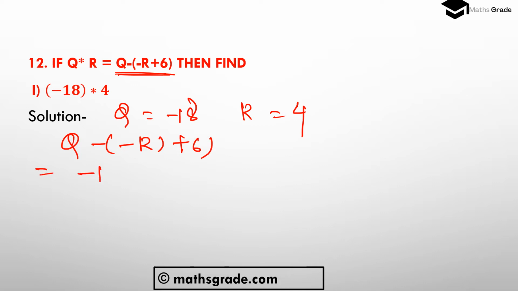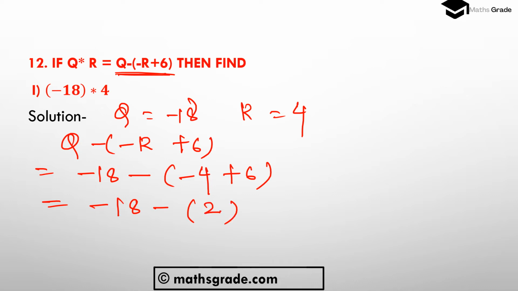So q minus of minus r plus 6, q is minus 18, minus of minus r plus 6. Minus r is minus 4, plus 6. Minus 4 and 6 are of opposite sign. When we add two integers of different sign, just subtract the smaller integer from the bigger integer, that is 6 minus 4 is 2, and the bigger integer is 6, which is positive. So put the sign of the bigger integer, that is plus sign, plus 2.